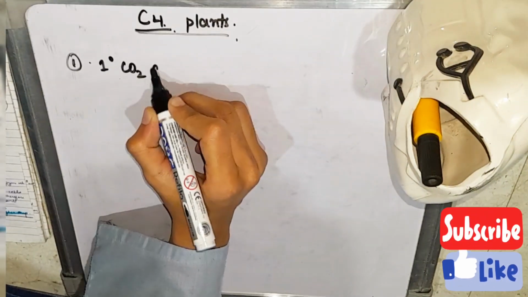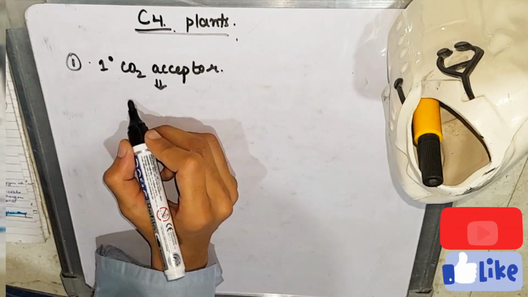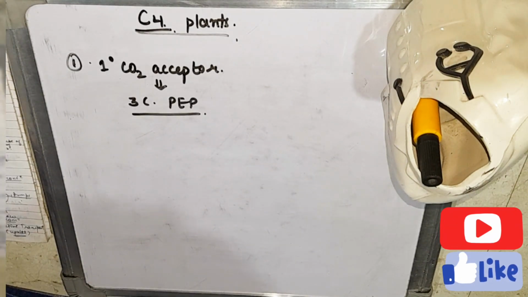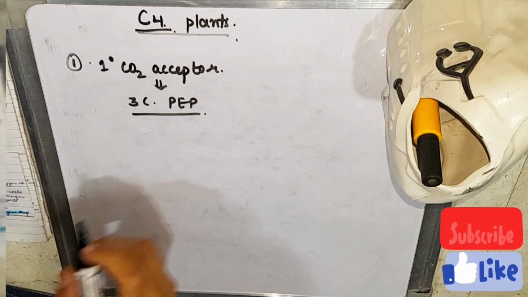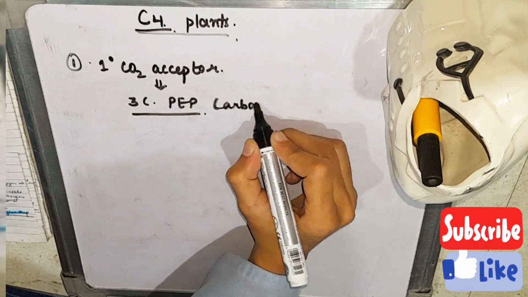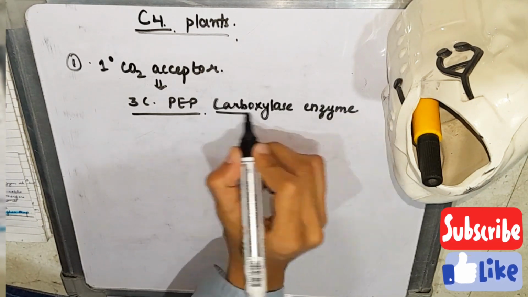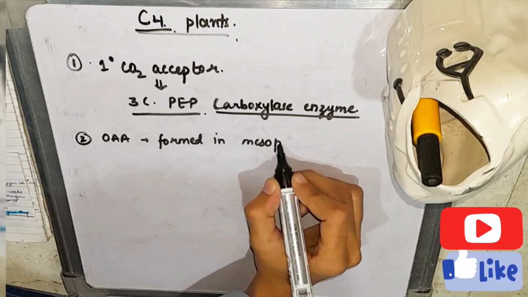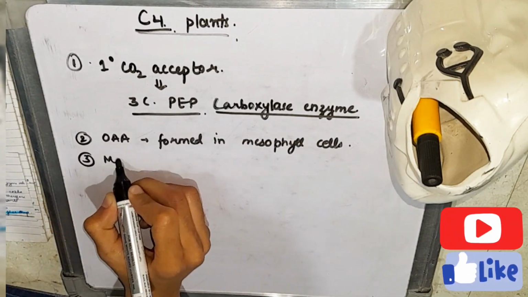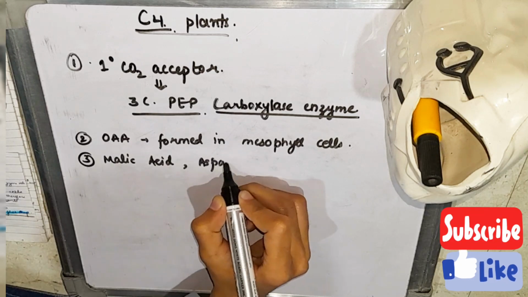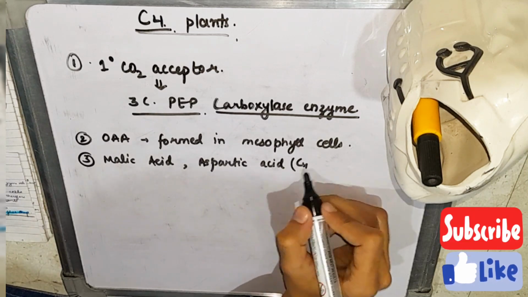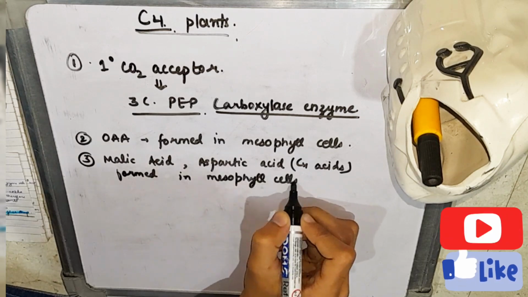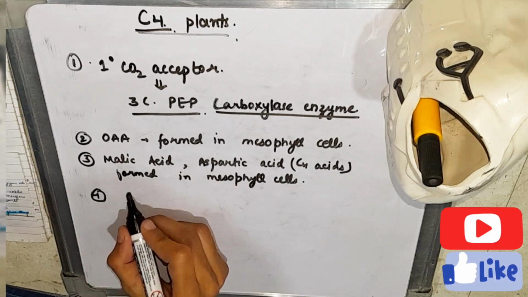Next important points about C4 plants are that the primary carbon dioxide acceptor of C4 plants is a 3-carbon phosphoenol pyruvate. This is a carboxylase enzyme. The product that we are going to get is oxaloacetic acid, which is formed in the mesophyll cells. 2 types of C4 acids are malic acid and aspartic acid. These are also formed in the mesophyll cells.